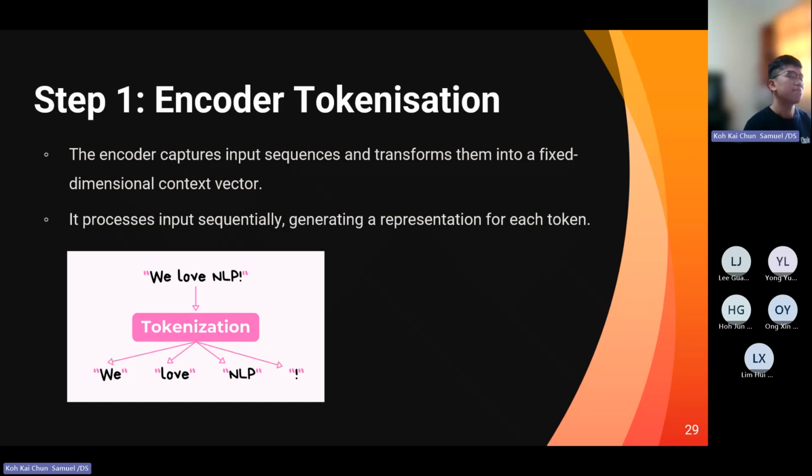So the encoder of Seq2Seq, right, tries to capture input sequences and transform them into a fixed-dimensional context vector. It processes input sequentially to generate a representation for each token. So simply, tokenization just means I separate every sentence into words. Like "We love NLP!", right? "We" is a word and "love" is a word. "NLP" is a word and the exclamation mark is a word. So we are essentially breaking them down into their suitable words, like digesting food into smaller parts, so that these smaller parts can be used in the next step. This is only step one. I'm just breaking a sentence down into simple words, very simple.